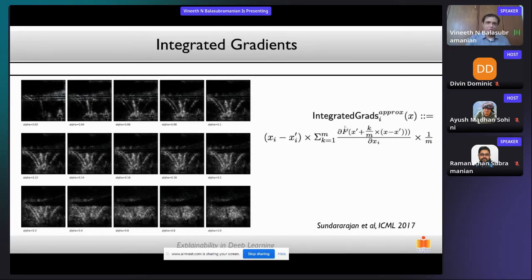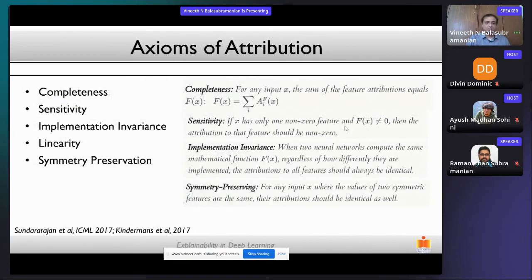In addition to giving this method, this particular paper also introduced some things called axioms of attribution. They showed that any attribution method that you use in practice must satisfy certain properties. These properties are known as completeness, sensitivity, implementation invariance, symmetry preservation, linearity, and so on and so forth, right?